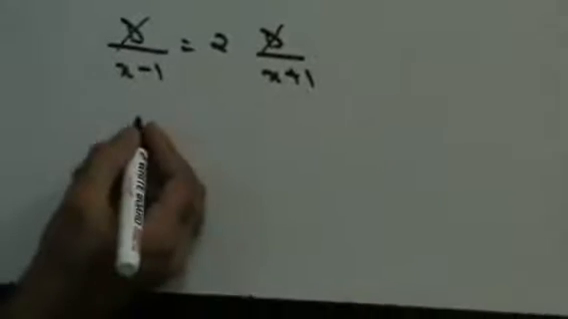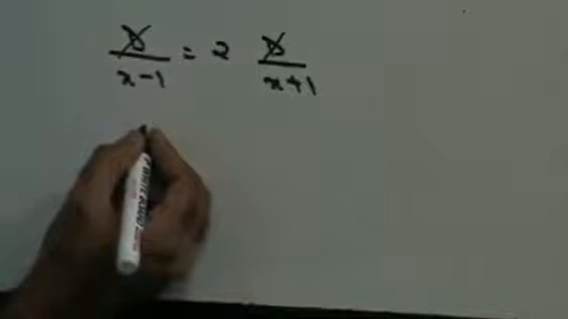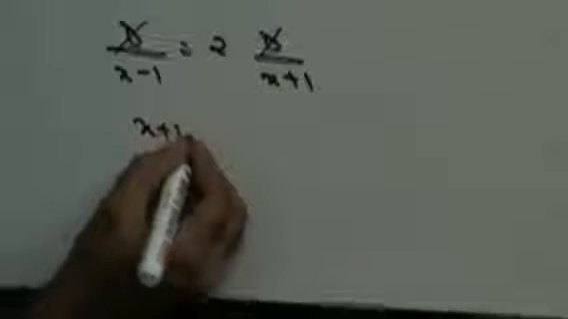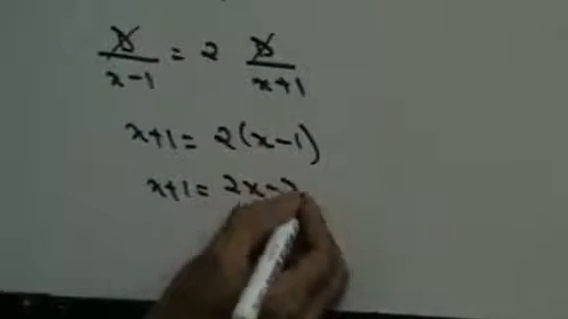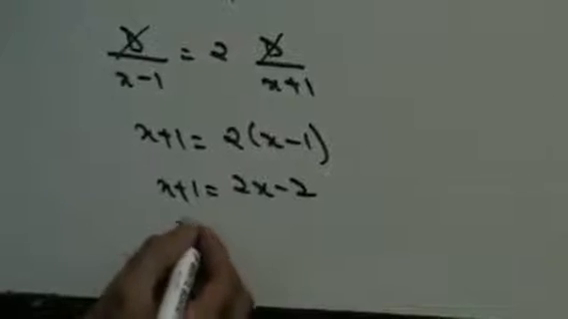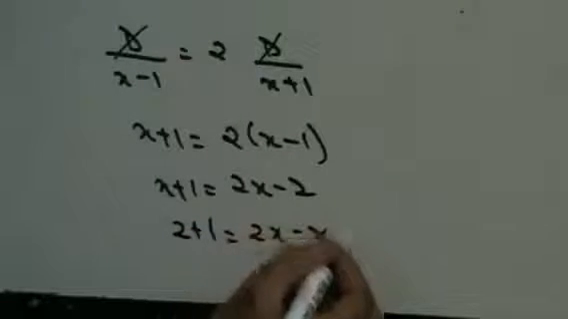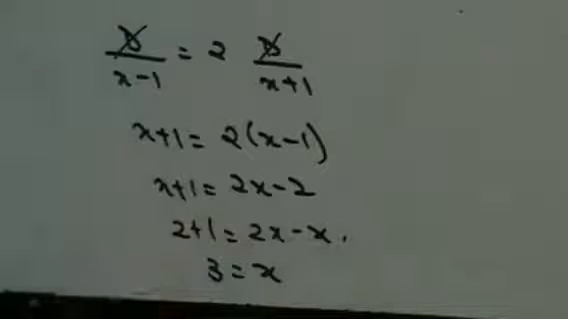But it takes twice as long to row a distance upstream. That means the upstream time is twice the downstream time. D and D get cancelled. Cross multiply, so you will get x plus 1 is twice x minus 1, x plus 1 is 2x minus 2, so you will get 2 plus 1 is 2x minus x, 3 is equal to x. So the speed of the boat in still water is 3 kilometers per hour.